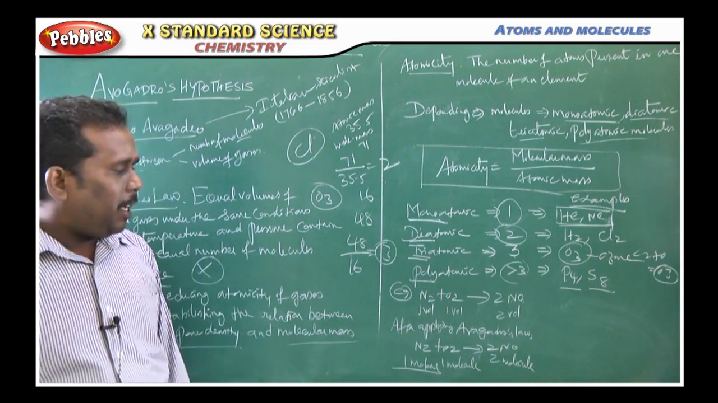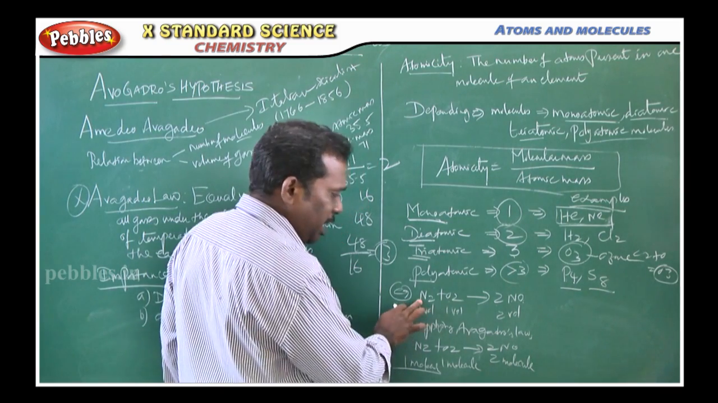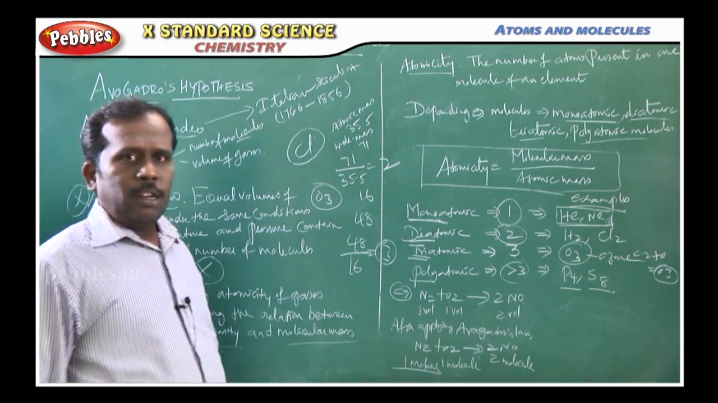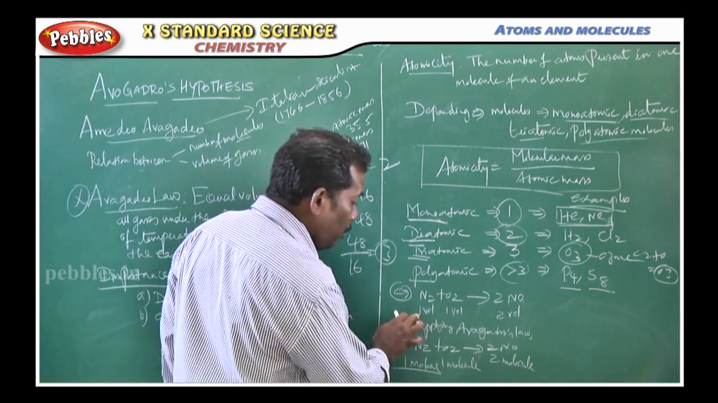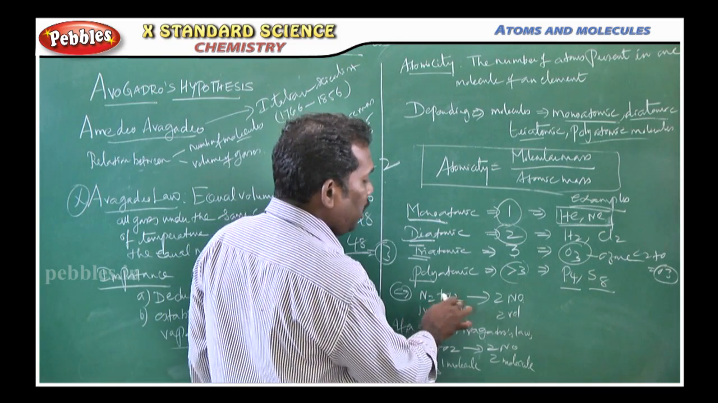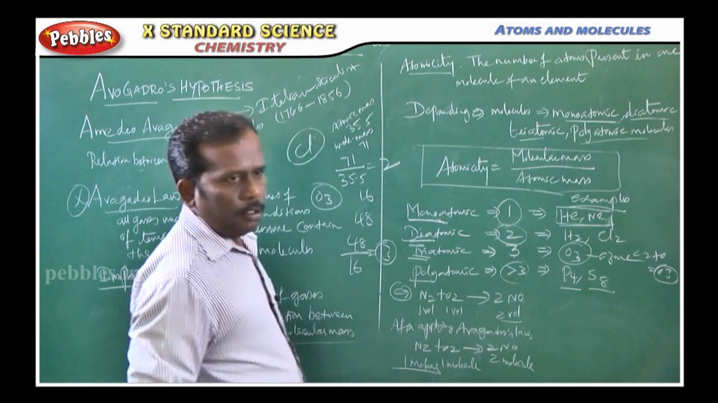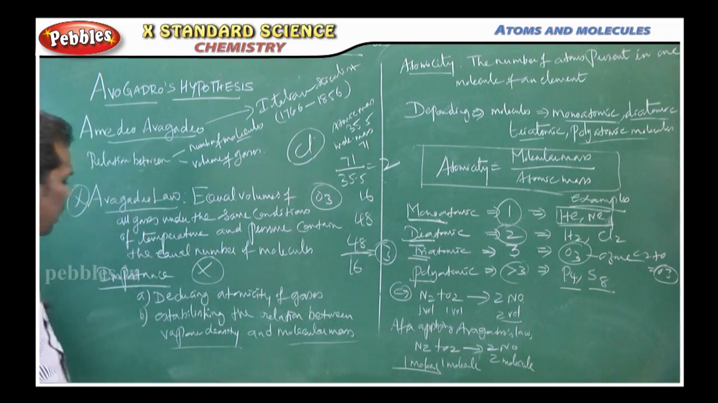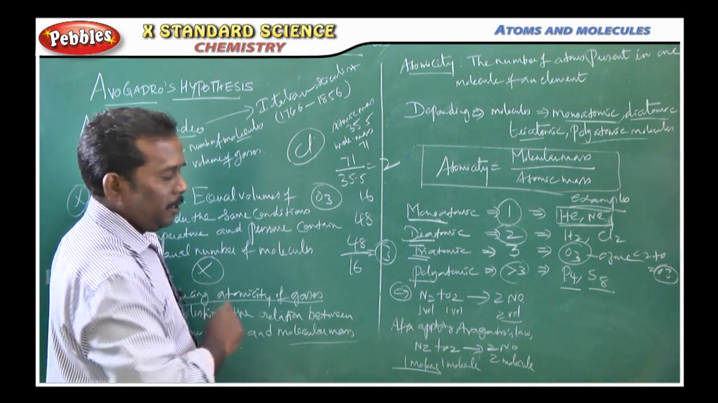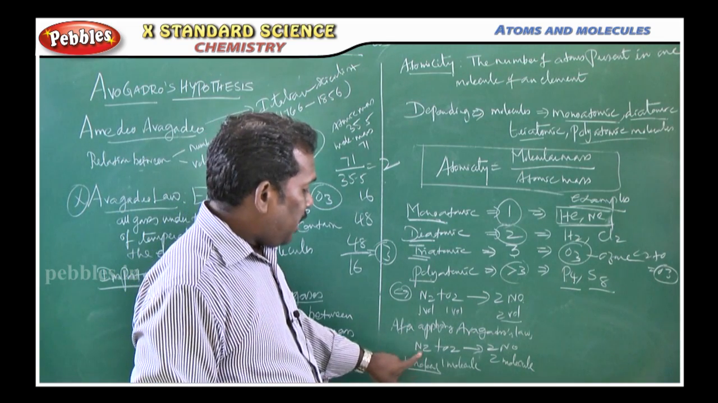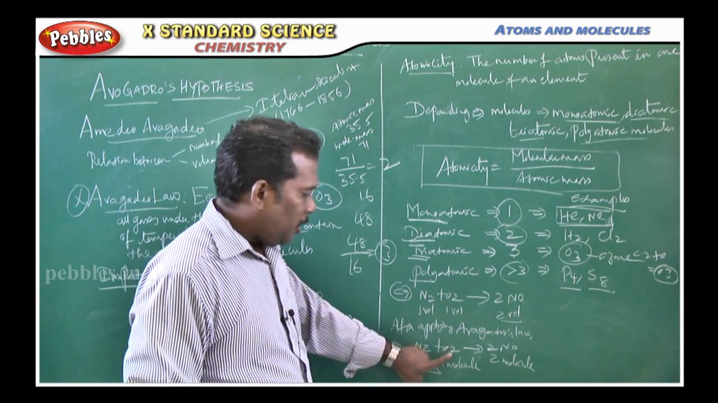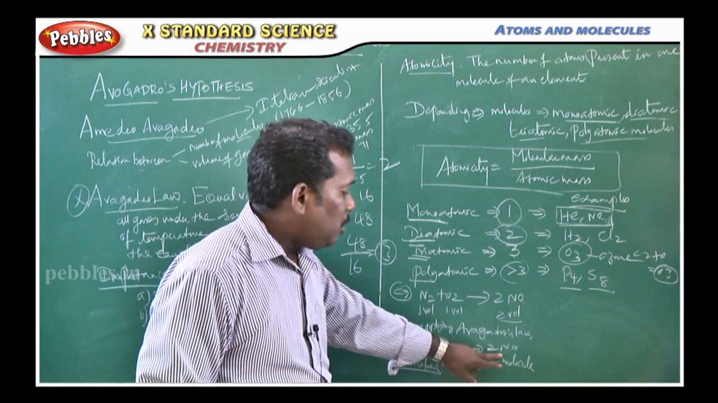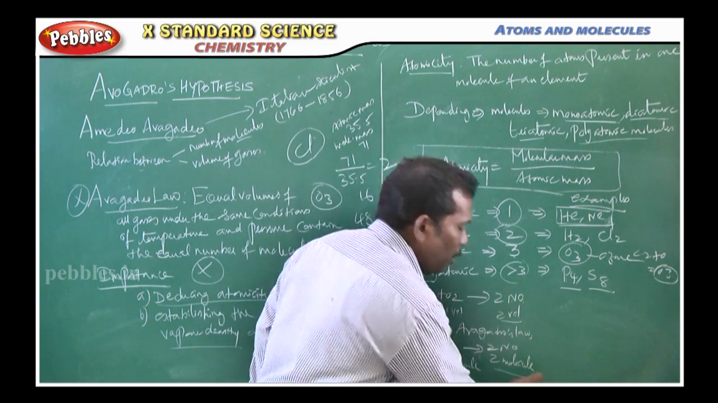I am going to explain this equation. Nitrogen reacts with oxygen to form nitrogen oxide. That means 1 volume of nitrogen and 1 volume of oxygen react to form 2 volumes. Here we apply the Avogadro law, which is used for deducing the atomicity of gases. Nitrogen is considered 1 molecule and oxygen is considered 1 molecule. Nitrogen and oxygen form 2 nitrogen oxide, that means 2 molecules.